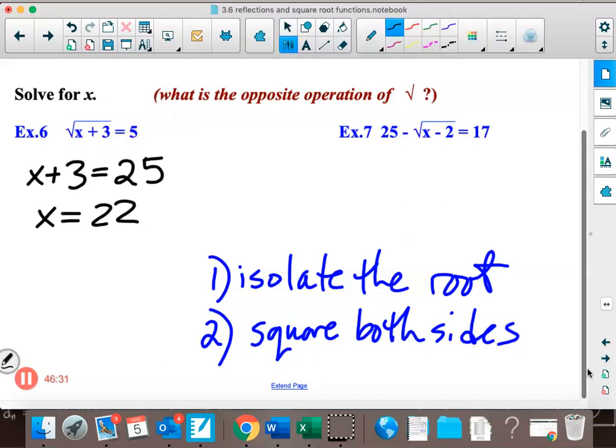Let's check. I'm going to erase all this extra stuff here. If I plug a 22 in for x, I get 22 plus 3, which is 25. What's the square root of 25? It's 5. Yay! All right.